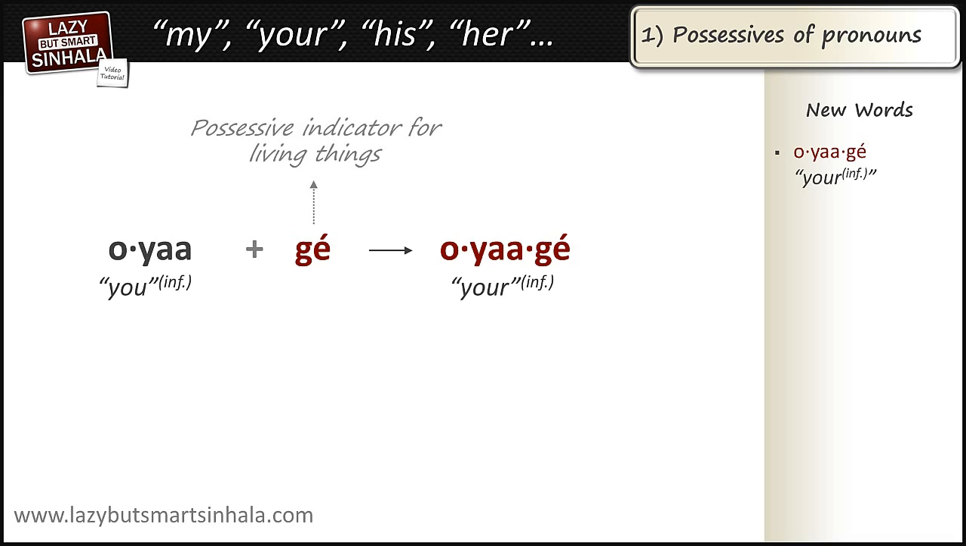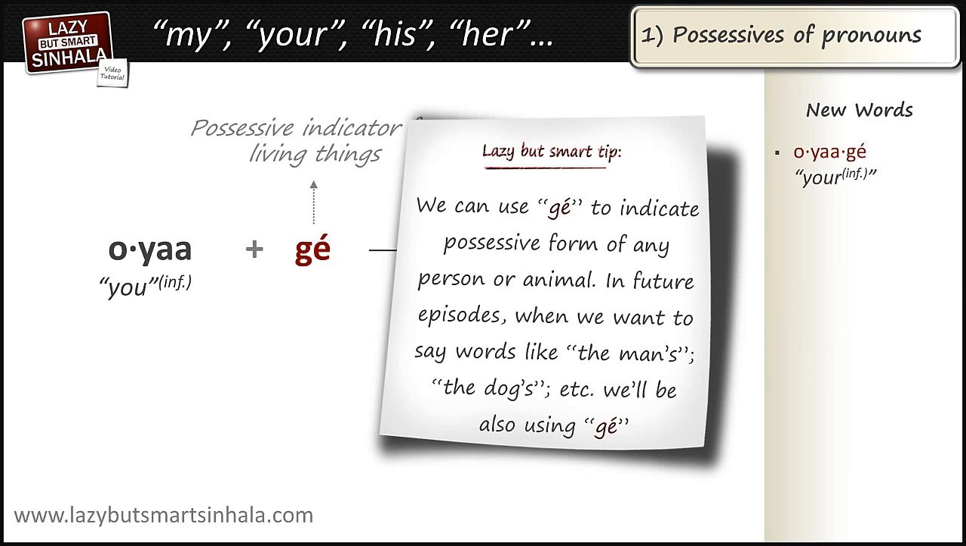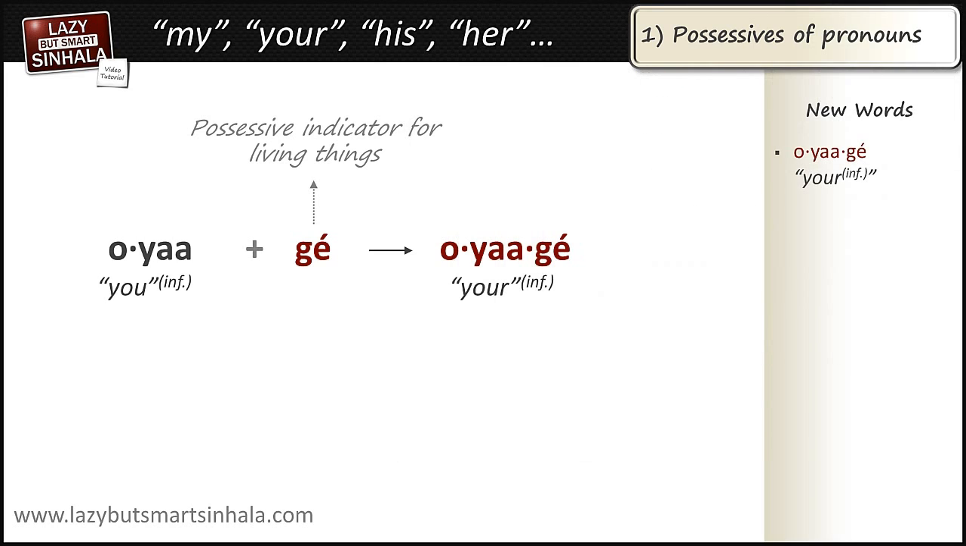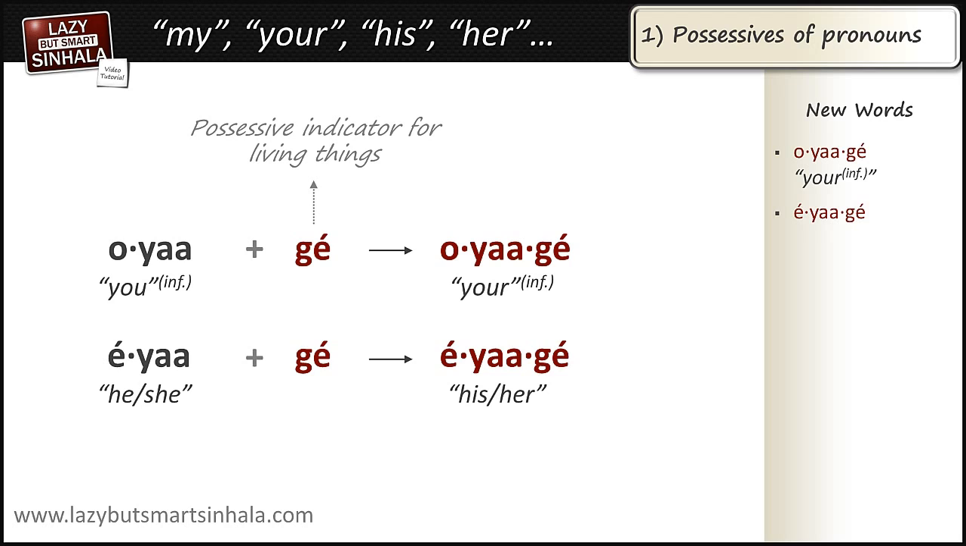Ge is what we use in Sinhala as the possessive indicator for living things. We can use ge to indicate the possessive form of any person or animal. In future episodes, when we want to say words like the man's or the dog's, we'll also be using this indicator ge. This, however, does not apply to non-living objects, and we'll cover this in a later episode. Similarly, you know that he or she is ea, and to say his or her, we once again add the indicator ge to create the word eage.